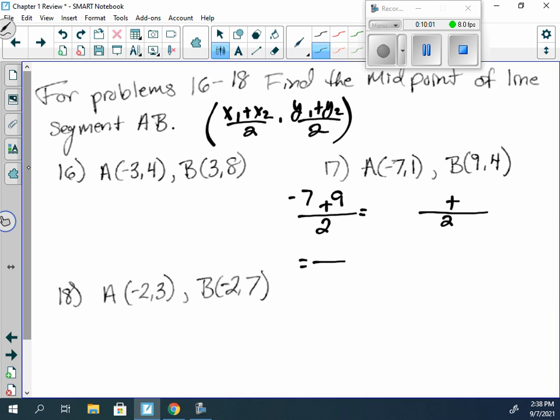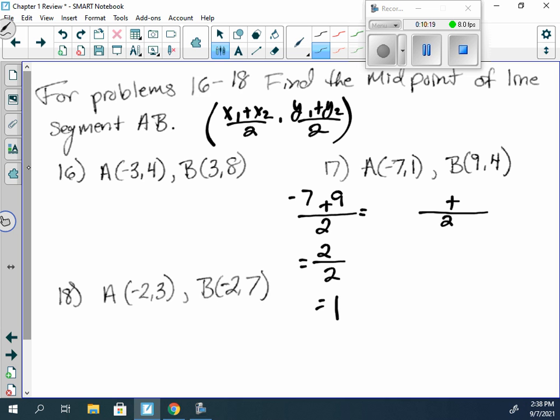So we can go on and add those together. Negative 7 plus 9 is 2? And 2 divided by 2 is 1. We could have also put that in the calculator: negative 7 plus 9 divided by 2, hit enter, and it would tell us that it's 1.